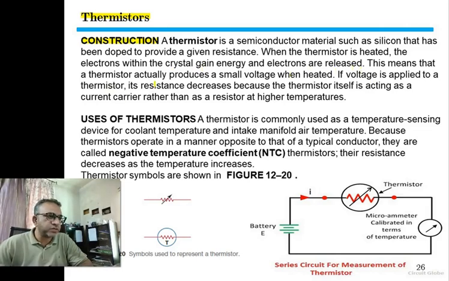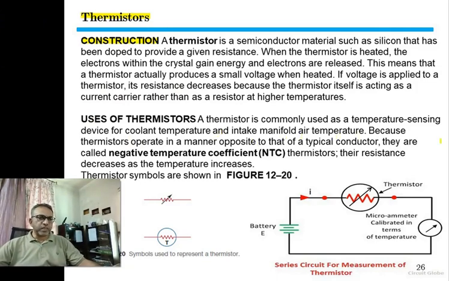This means that a thermistor actually produces a small voltage when heated. When voltage is applied to a thermistor, its resistance decreases because the thermistor itself is acting as a current carrier rather than a resistor at high temperature. Thermistors are commonly used as temperature sensing devices for coolant temperature and intake manifold air temperature. Because thermistors operate in a manner opposite to that of a typical conductor, they are called negative temperature coefficient thermistors. Their resistance decreases as the temperature increases.